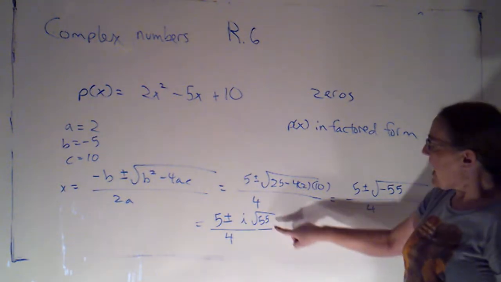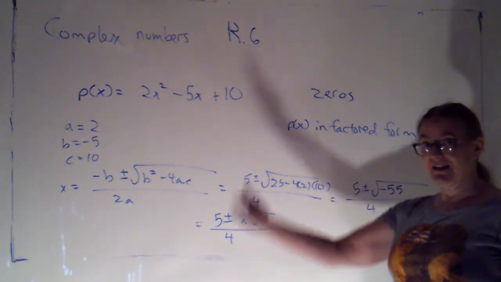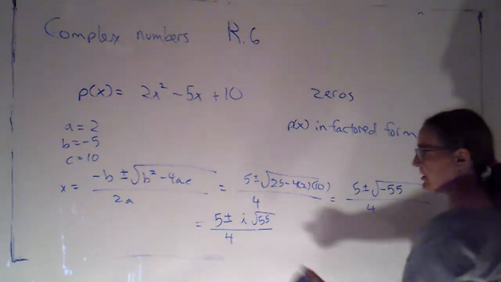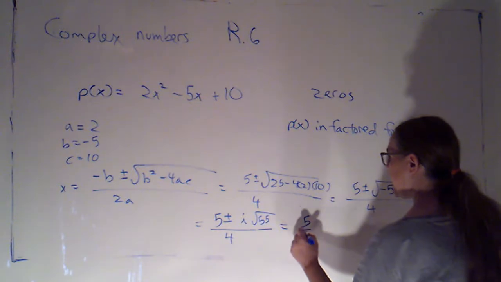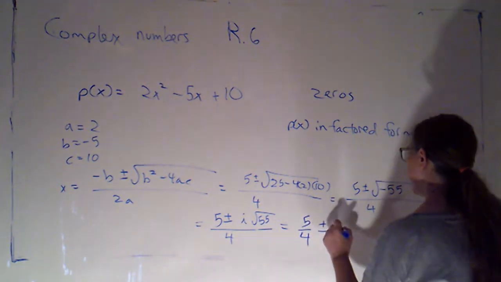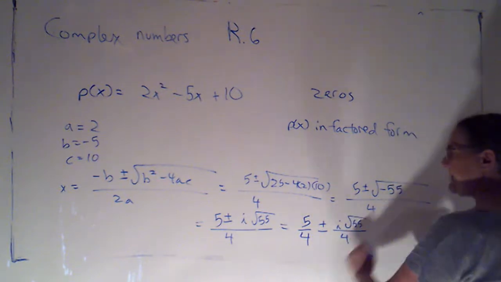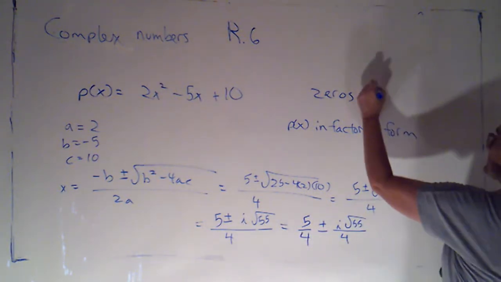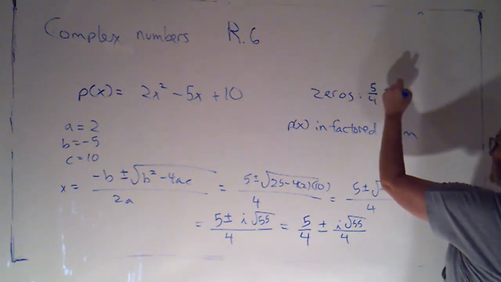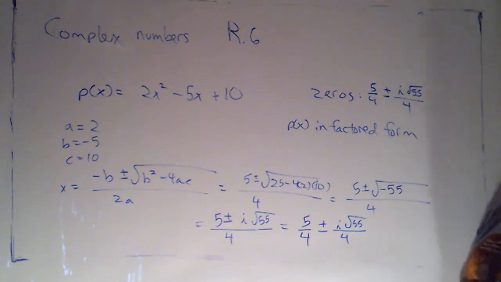Okay. Now, standard form for a complex number is real part plus i times the imaginary part. So I'm always going to distribute that division. So this would become 5/4 plus or minus i times root 55 over 4. That would be standard form here, and those would be my zeros: 5/4 plus or minus i root 55 over 4.